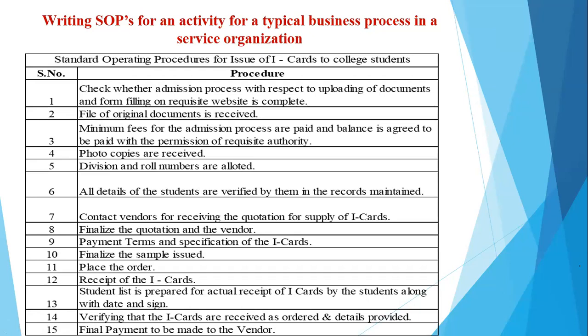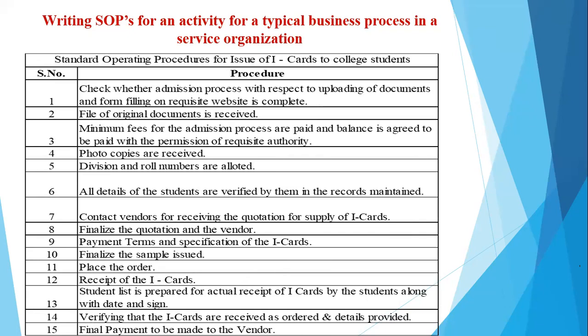Then after the order is placed, in a given time, you receive your I-cards. Then the student list is prepared for the actual receipt of the I-card. As the student receives the I-card, he puts his signature across the paper along with the date, to indicate that he has collected the I-card. So later on, the staff doesn't get any complaints about non-receipt of I-cards by the students.